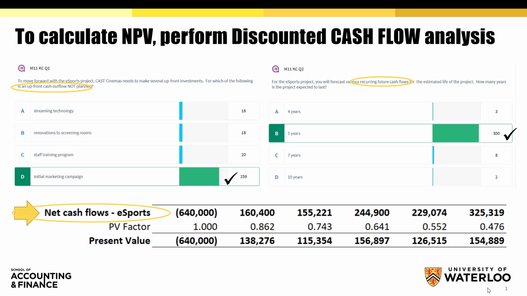So when you look at the sample quant in the solution that is posted, when we get down to the very bottom, we have a row that talks about net cash flows, the upfront cash flows of $640,000, and then the net cash flows in each of the 5 future years. That's what we're discounting. We're not discounting net income. That is a different concept.